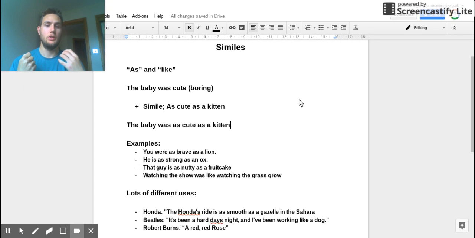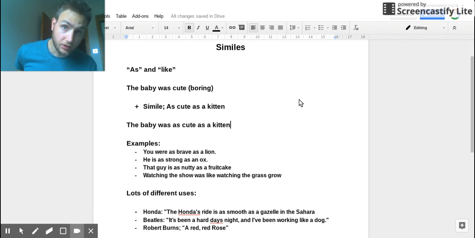When you compare things, it gives your description a more vivid and more interesting aspect, and that is very important to engage your reader. So when you are writing different texts in class, think about how you can include and use similes as part of this.